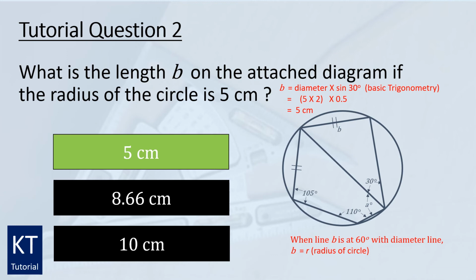This question is also meant to prove that when a line branches off from the end of a diameter at 60 degrees, it will cut at the circumference at exactly the distance of the circle radius.